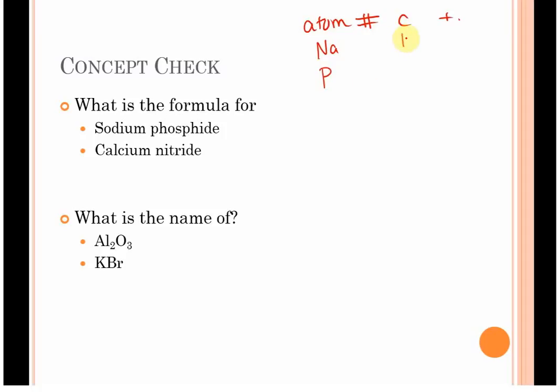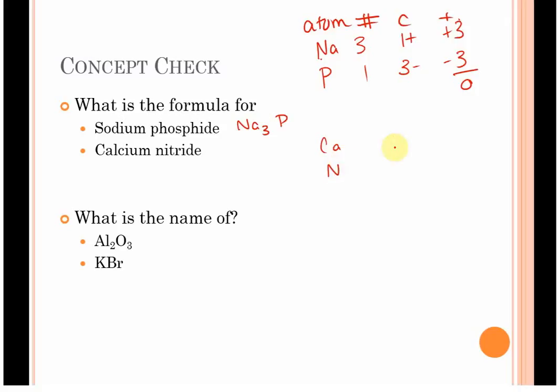Sodium is in group 1, so it's +1. This is in group 5, so it's 3-. So we need to figure out how many of each of these we need to cancel and give us a neutral compound. And hopefully you can see we need 3 of these, 1 of these, to get a total positive of +3, a total negative of 3-. So this is going to be Na3P. I'm not going to write the 1.